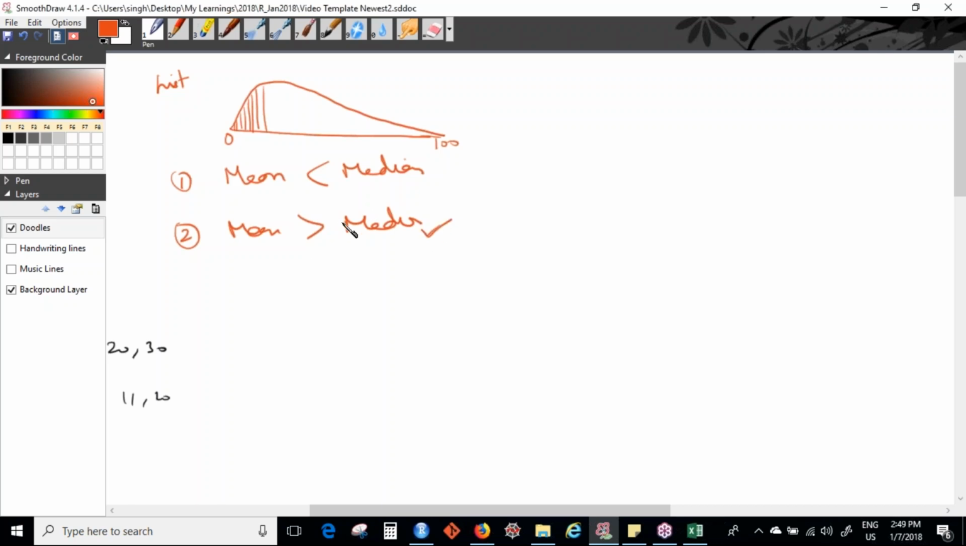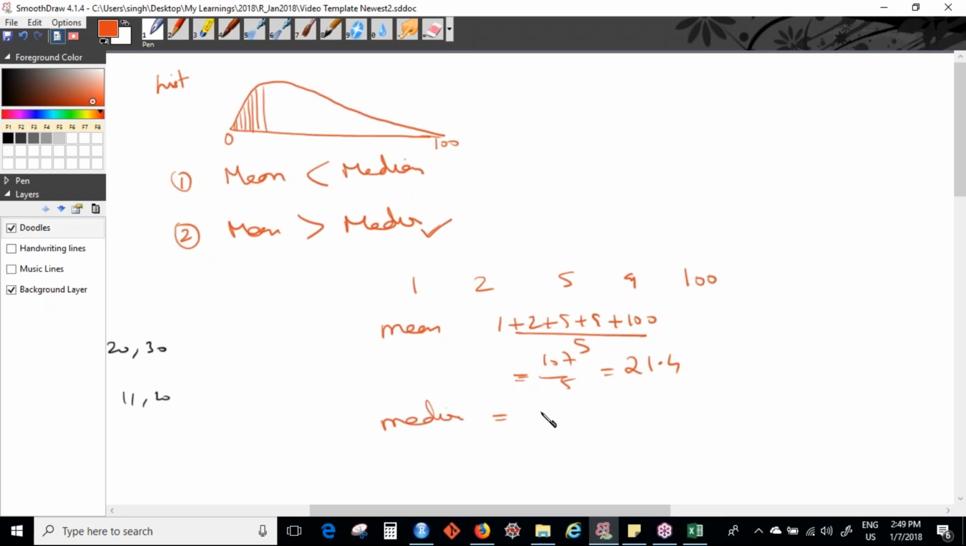Why the second one is correct is because, let's say, imagine these values are 1, 2, 5, 9 and 100. So what is the mean in this case? The mean will be 1 plus 2 plus 5 plus 9 plus 100 divided by 5, which is 117 divided by 5. Okay, so 23.4 is the average. And what is the median? Yes, Jagdish, what is the median here? 5. Okay, so the median is 5, the middle number.